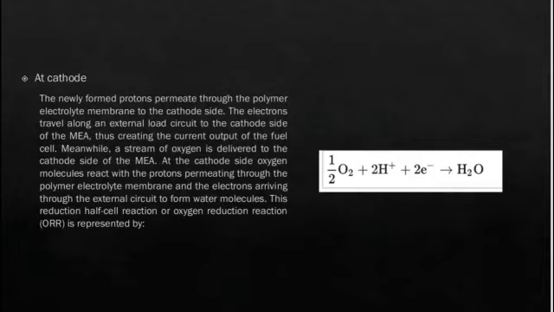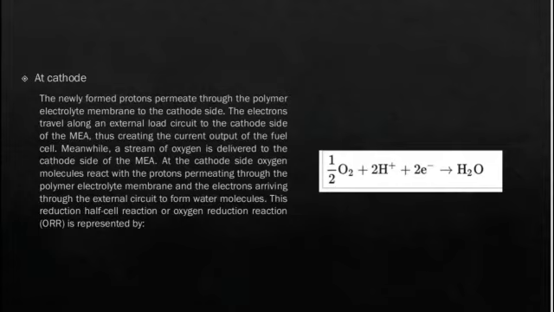At the cathode, the newly formed protons permeate through the polymer electrolyte membrane to the cathode side. The electrons travel along an external load circuit to the cathode side of the MEA, thus creating the current output of the fuel cell membrane.